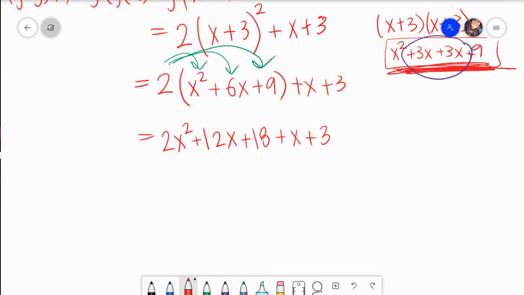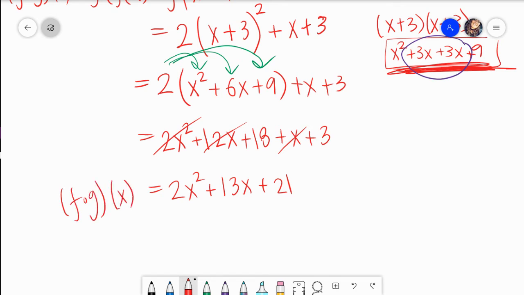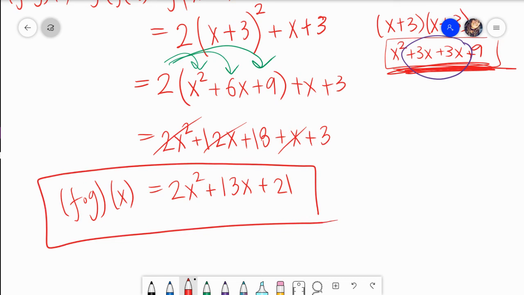So what I do here is combine like terms. I don't have anything else with an x squared variable, so it is just going to be brought down. I do have a positive 12x and a positive x. Combine coefficients, keep and keep. And then I have 18 and 3, which is 21. So looking at f of g of x, that is what I get.